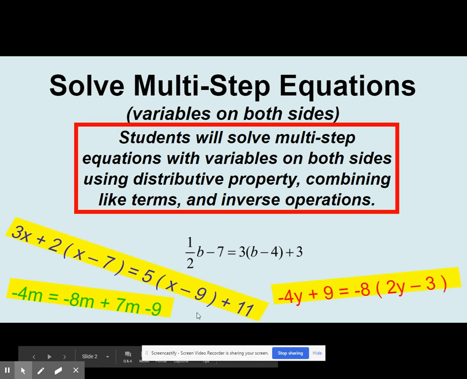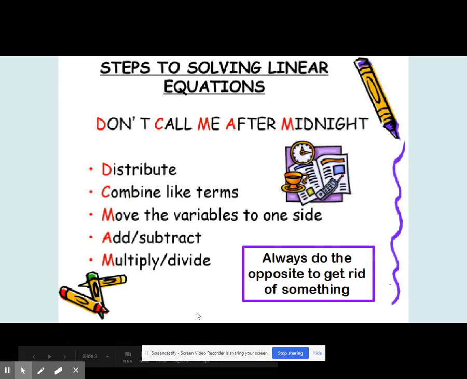All right, so first thing we're going to do, go to this next slide. This is what we're going to use to know which order to do things to solve equations. I started using this last year and it made solving multi-step equations a lot easier for students. So what I want you to do right now, pause the video, and then when you pause it, take these notes, write these down. Don't call me after midnight.